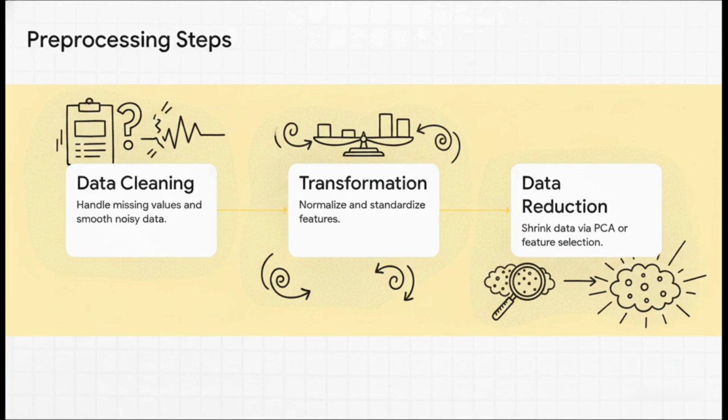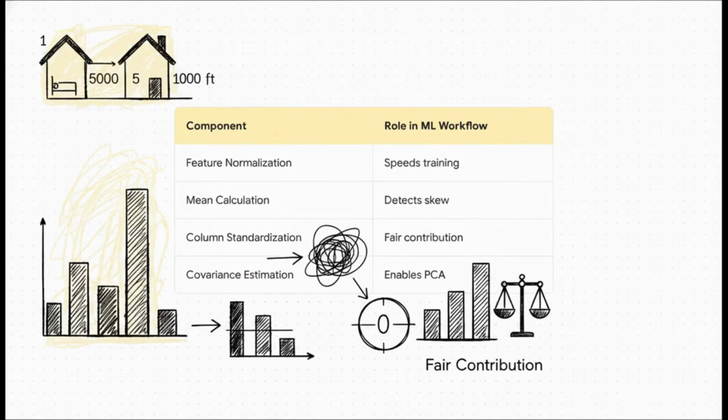Step 2 is data transformation, where we normalize and standardize our variables to make sure they're all playing on an equal field. And finally, step 3 is data reduction, where we actually apply our dimensionality reduction techniques to compact the dataset down. Understanding exactly why step 2, the transformation step, is vital is super important here.